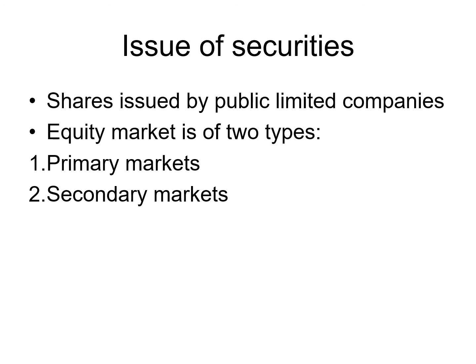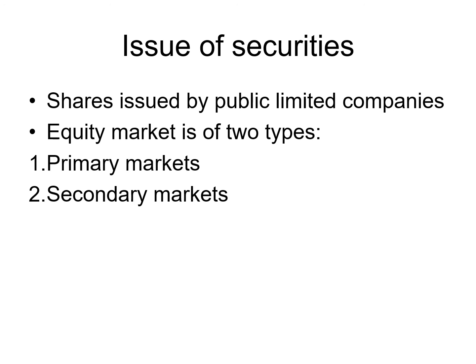Then we have the equity market, and in the equity market we have two types of markets. In the equity market we have issues of securities. Securities are issued, and mostly these are shares issued by public limited companies. The equity market is of two types. First one is the primary market, and the second one is the secondary market. The primary market is a market in which these securities are issued for the first time. That is called IPOs, the initial public offering.